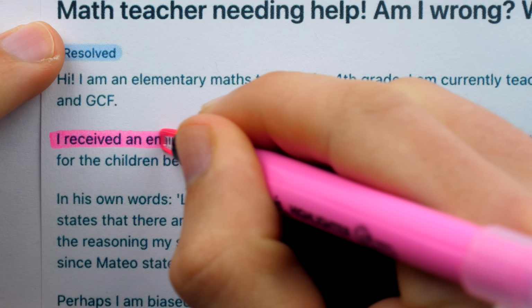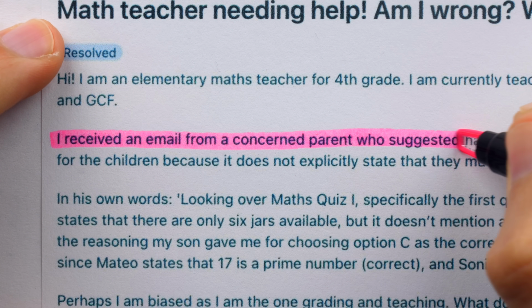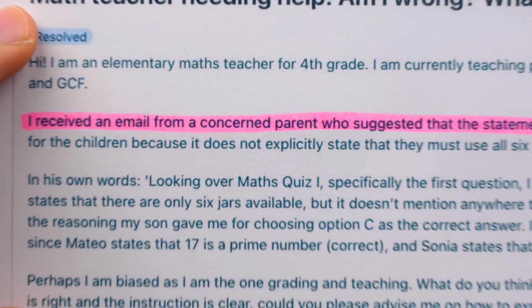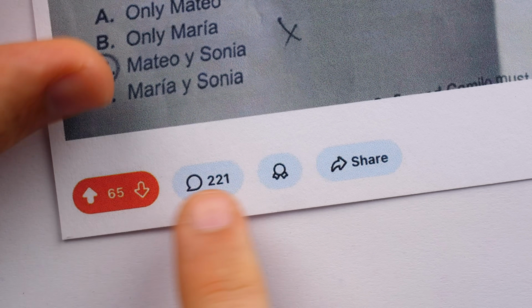The student explained his answer to his father, who then reached out to the teacher to potentially make a correction and improve the son's score. This all caused a wee bit of a stir.